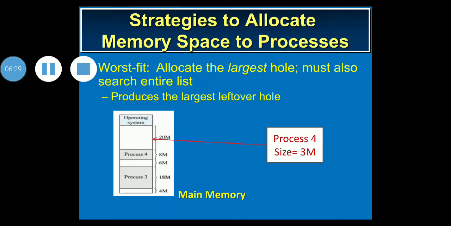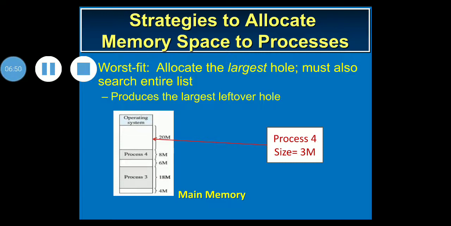Another method is worst fit. In the worst fit method, we allocate the largest hole to the process. We have to search the entire list before the allocation. Because of worst fit, there is a production of the largest leftover hole.